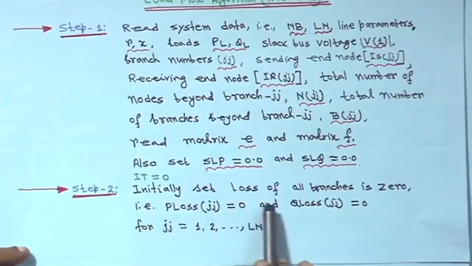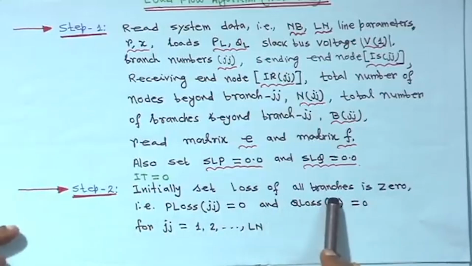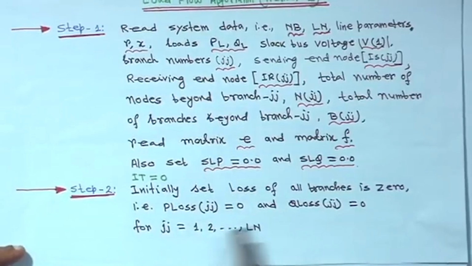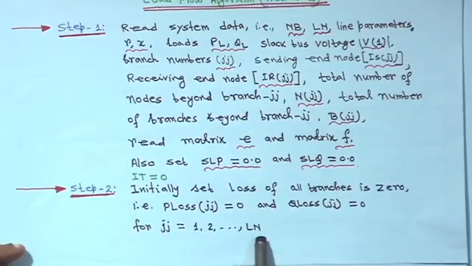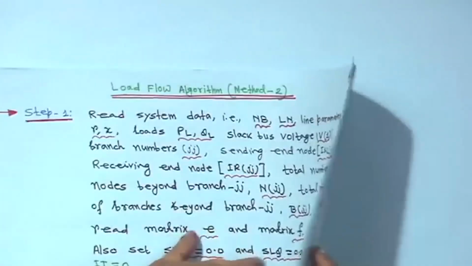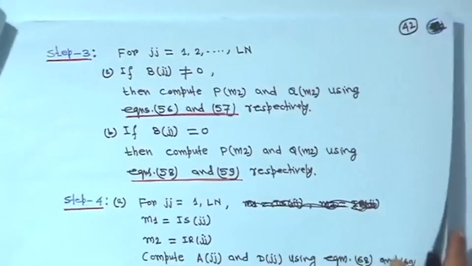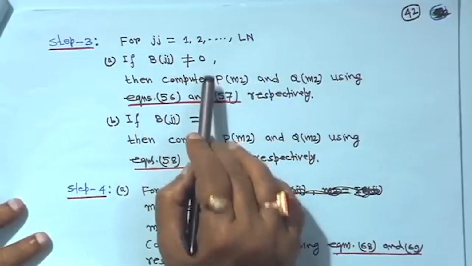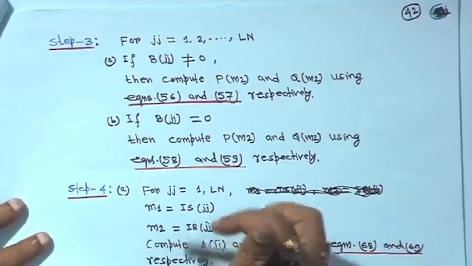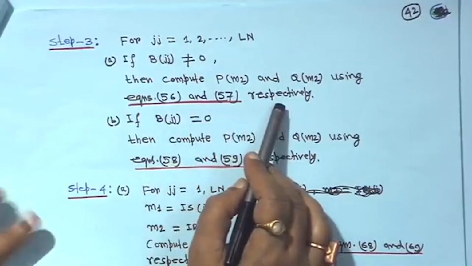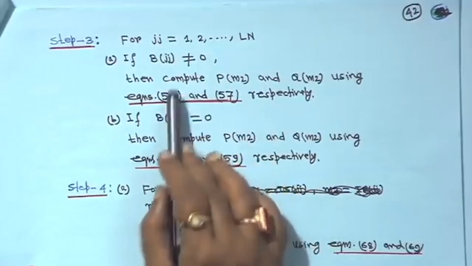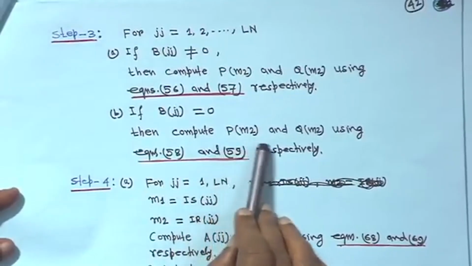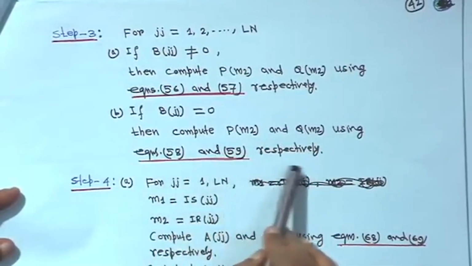Now, step 2: initially set the loss of all branches to 0. Initially for the second method the loss of all branches is 0, that is P loss JJ is equal to 0 and Q loss JJ is equal to 0 for all branches, JJ is equal to 1 to ln, ln is the total number of branches, right. So, step 3: for JJ is equal to 1 to ln, if BJJ is not equal to 0, then compute PM2 and QM2 using equations 56 and 57 respectively. This is actually the loss term you have to include in those branches. These two equations I have given. And if BJJ is equal to 0, then compute PM2 and QM2 using equations 58 and 59 respectively.